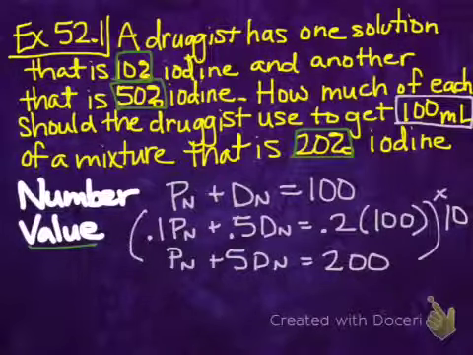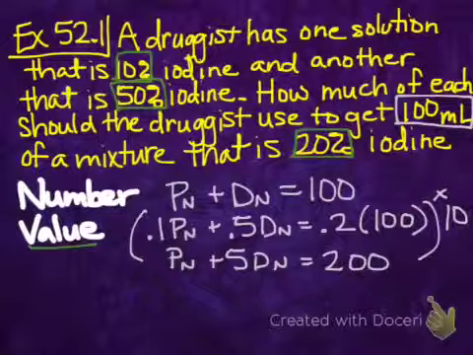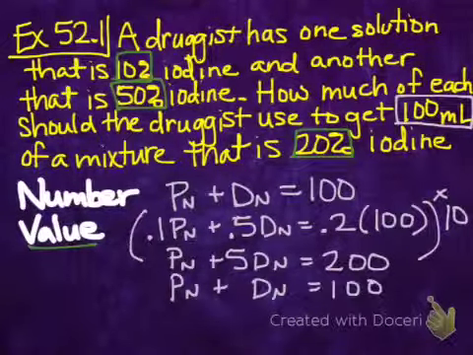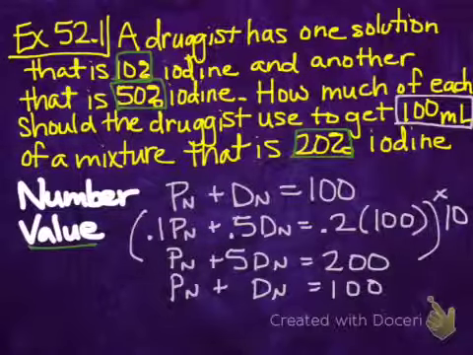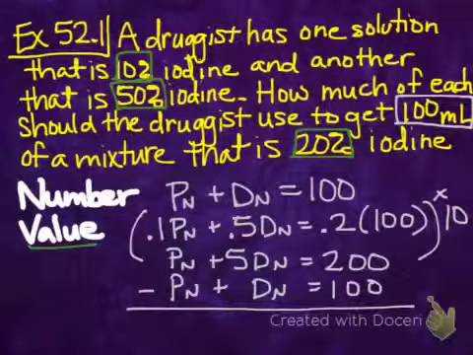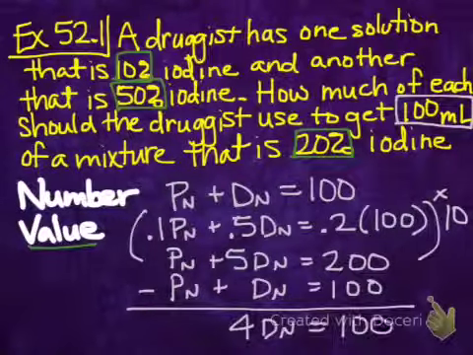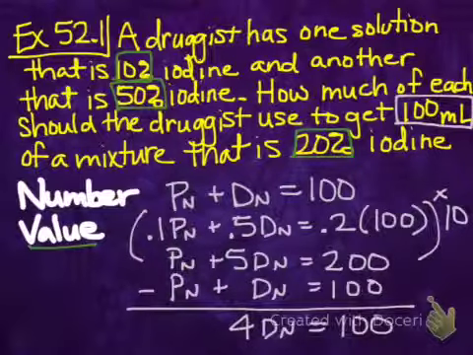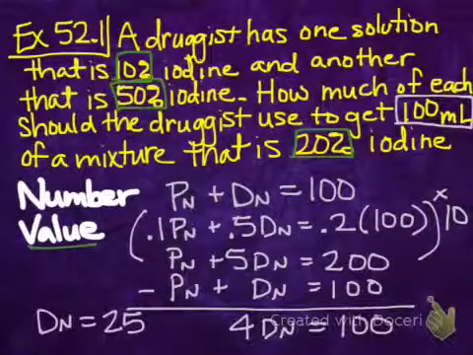And then if you notice the first equation, P plus D equals 100, we can just put that right below, and then we can eliminate by subtracting. So 5D minus D is 4D. 200 minus 100 is 100. Divide both sides by 4, and we get that the amount dumped is 25.